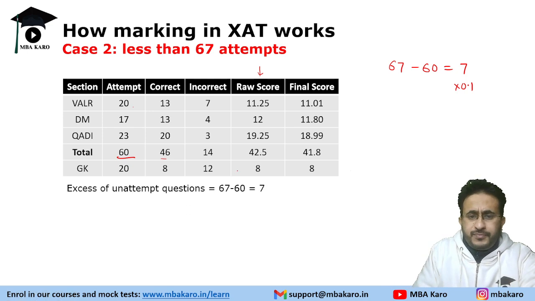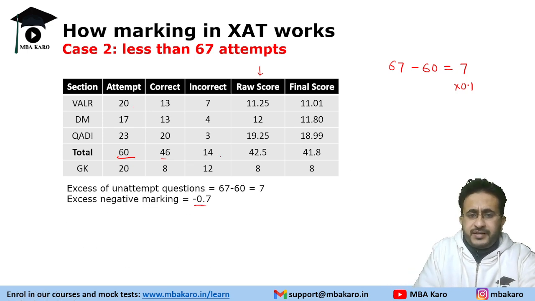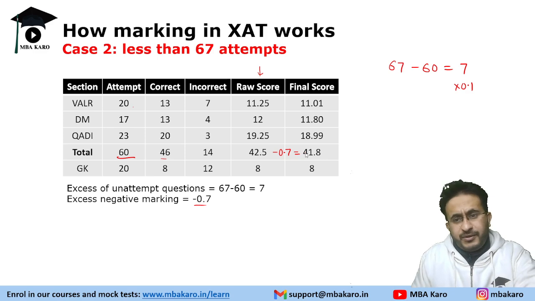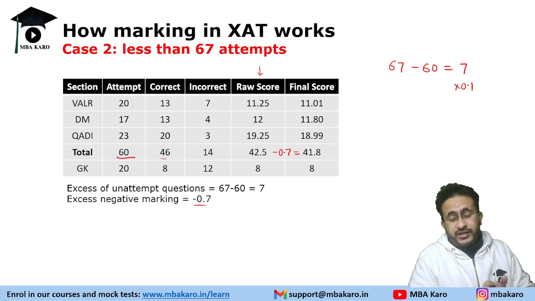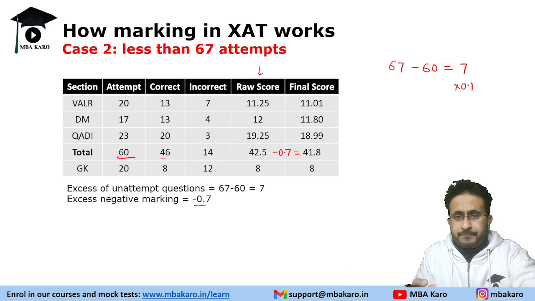So there are 7 extra questions and minus 0.7 will happen. Your raw score, which should have been 42.5, will be reduced by 0.7, so it will be 41.8. Now that is not the concern. The concern is what the section-wise scoring will be.